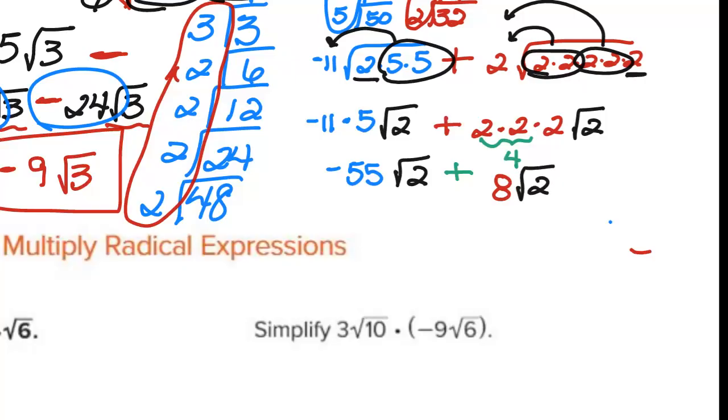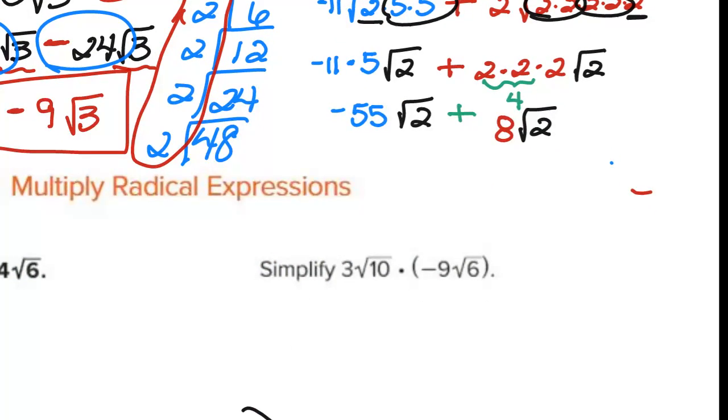Are we done yet? Not quite. Now, they have the same radicand, so I can combine them. And negative 55 plus 8 is going to be negative 43 times the square root of 2.